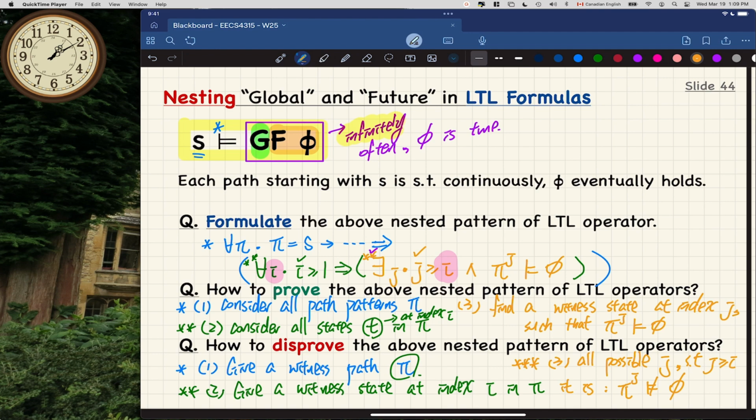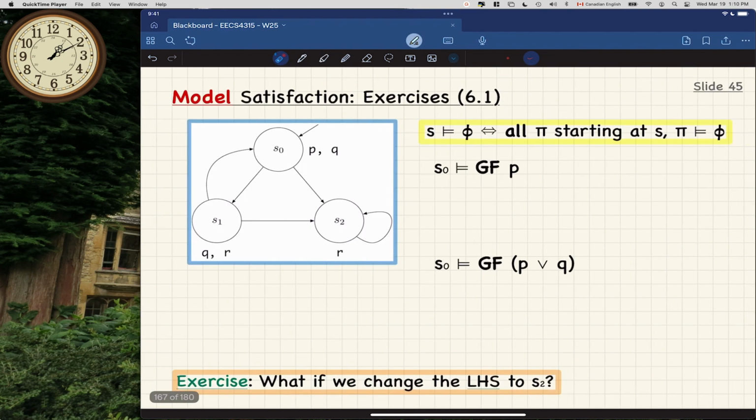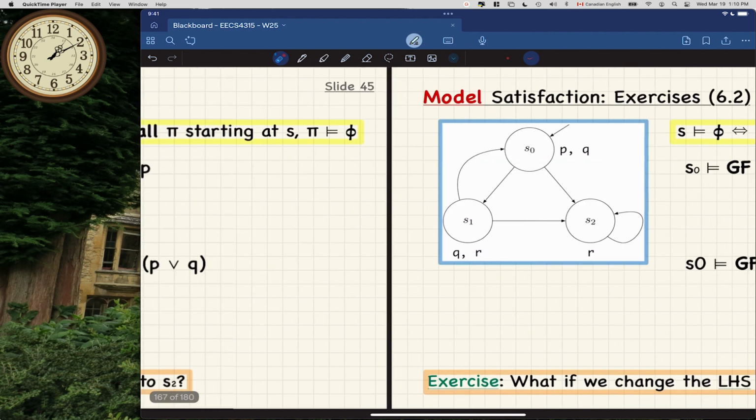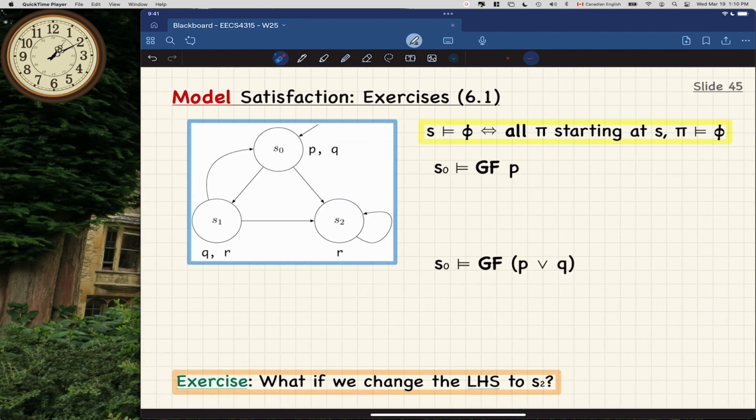Any part that's not clear to you before we do some examples? All right. Good. Let's do some examples, especially the infinitely often, GF. Just don't forget, it's called infinitely often. Okay, let me just make sure. I'm good. Let's now do the first exercise over here.